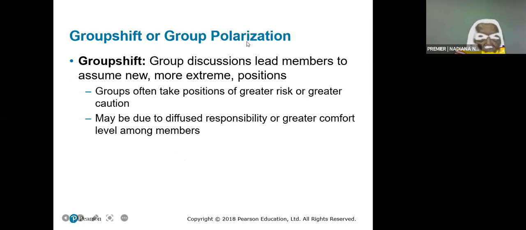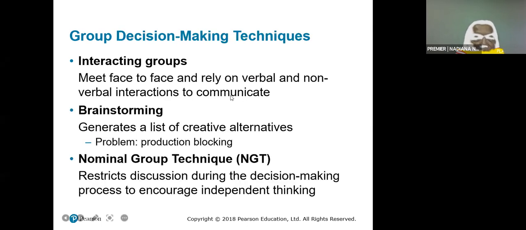Group shift or group polarization. In group shift, a group discussion leads members to assume a new, more extreme position. Groups often take positions of greater risk, and sometimes greater caution, which may be due to diffused responsibility or a greater comfort level among members. And group decision-making techniques.